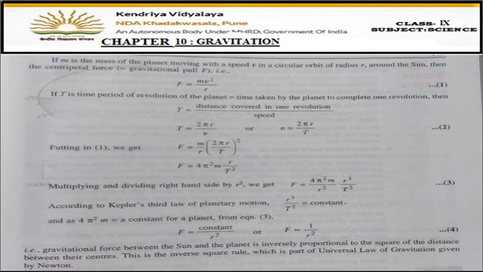Now, let us find out how this inverse square rule is formed. Okay, the derivation of this. Firstly, if m is the mass of the planet, right? We are talking about planets moving around the sun. So if m is the mass of the planet and the planet is moving with a speed of v, in a circular orbit, and the radius of this orbit is r, right? So r is the radius of the circular orbit.